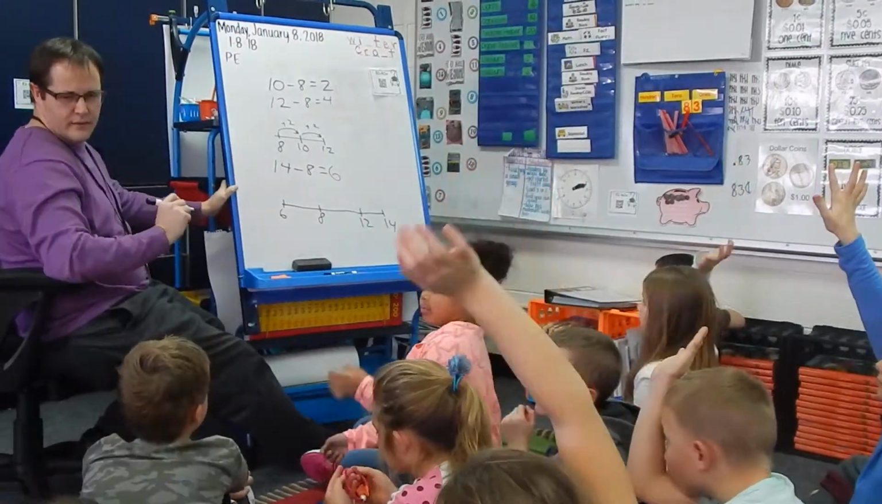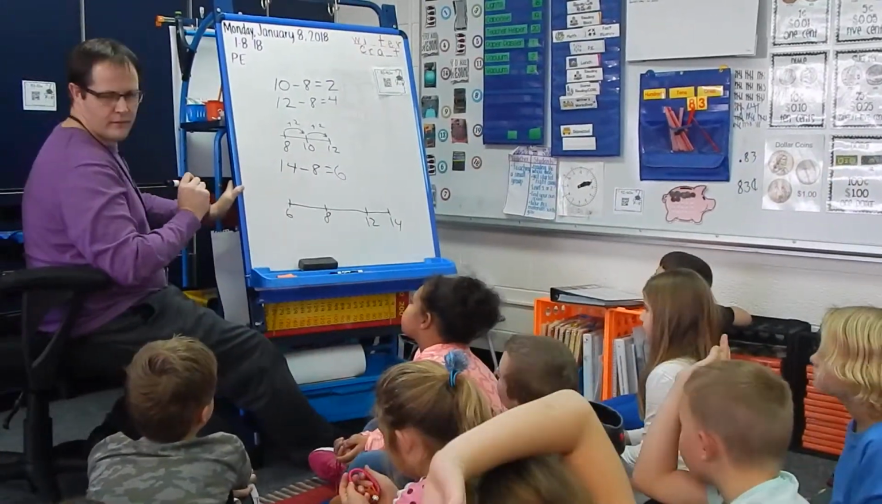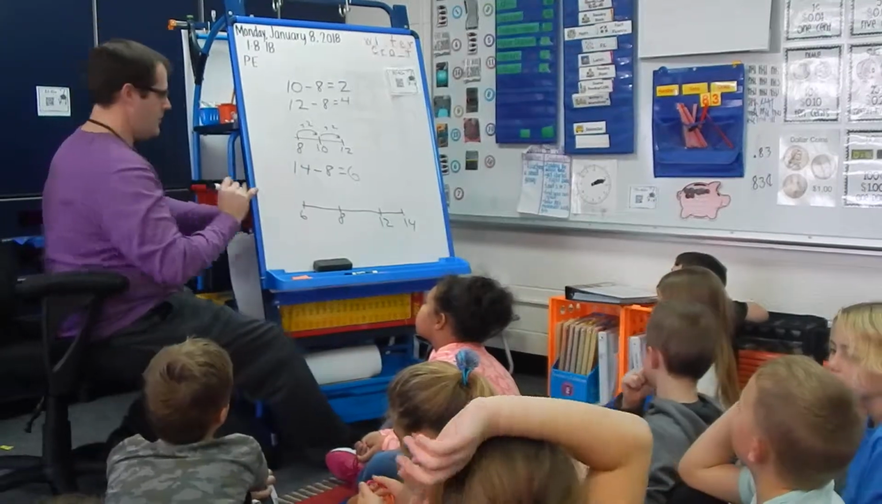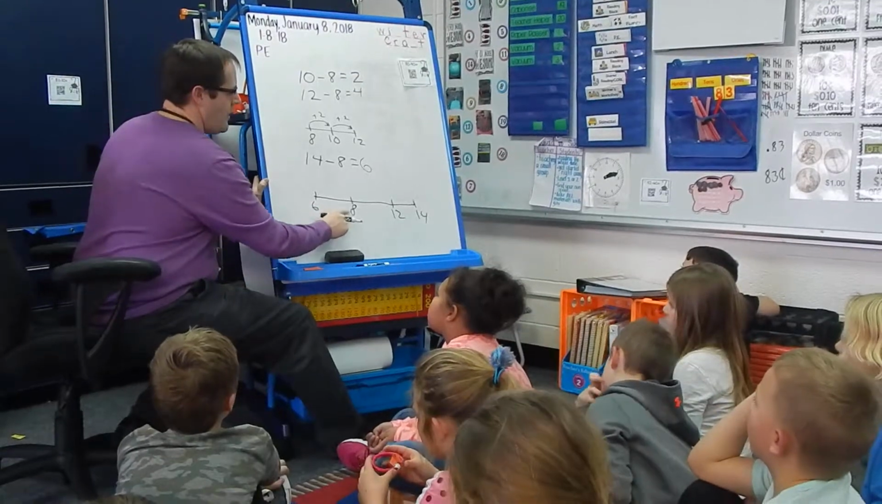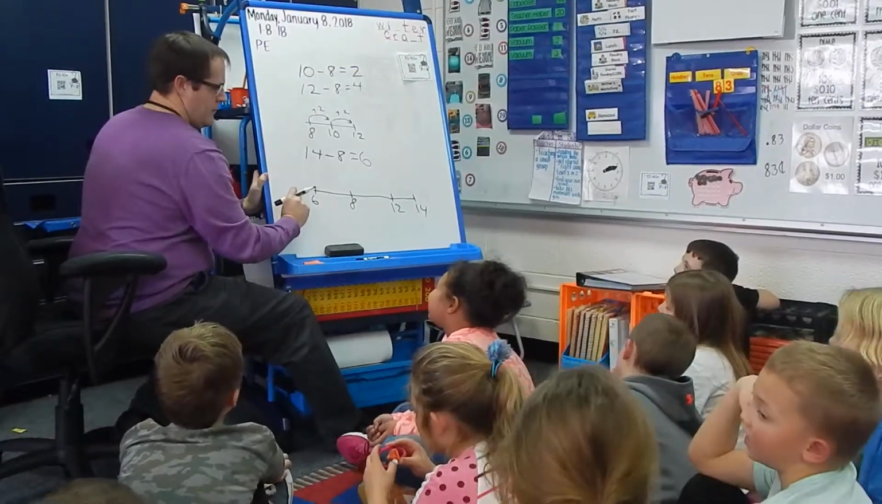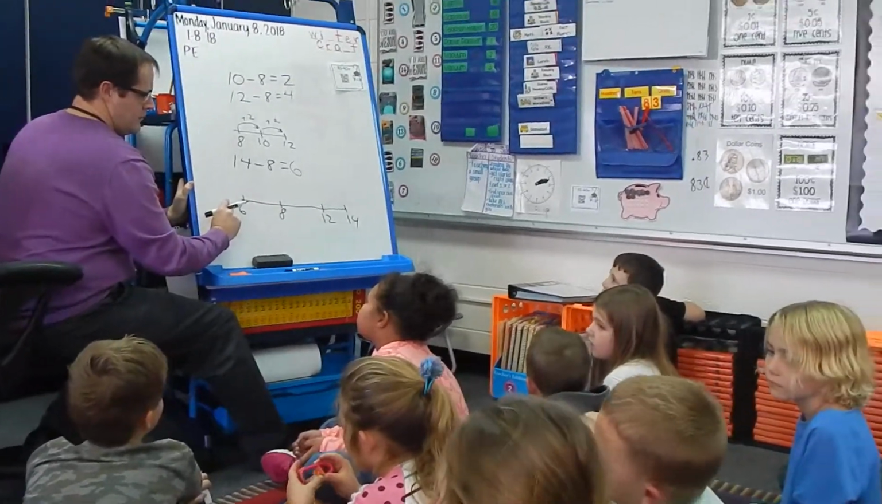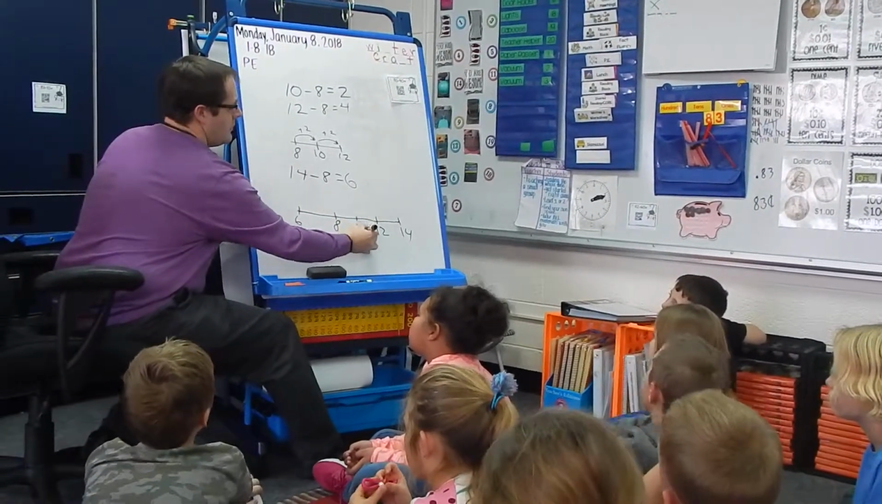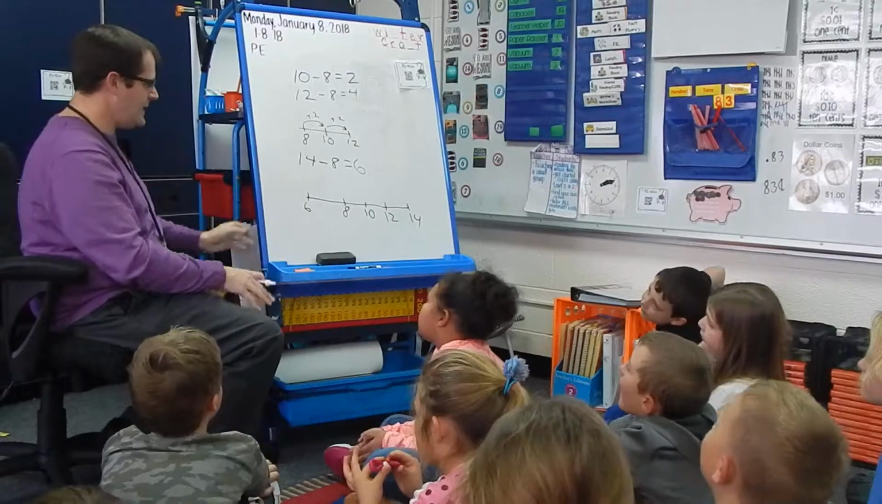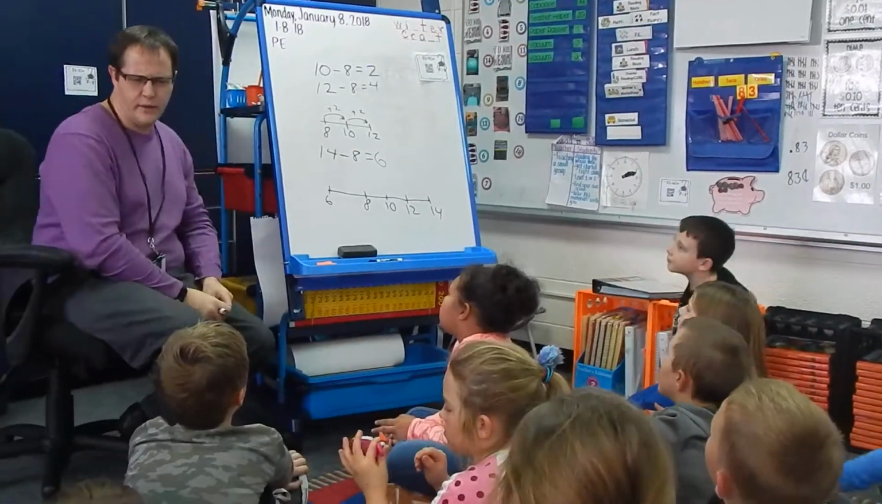Any other numbers that we want to put out there? What do you think? 10. And where would you put 10? For the 8. Okay, where at? On the left side of the 8 or the right side of the 8? Right. Okay, and how far over? In the middle of the 8 and the 12? All right, so I have 6, 8, 10, 12, and 14.